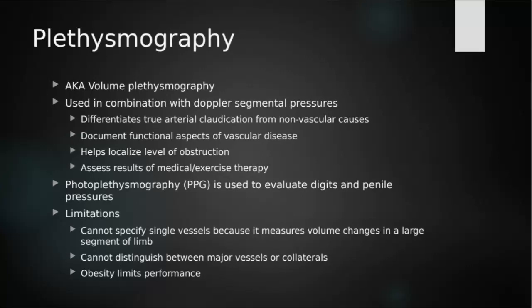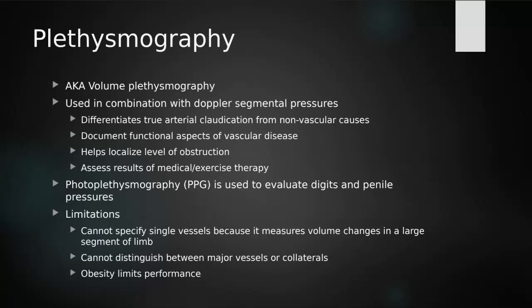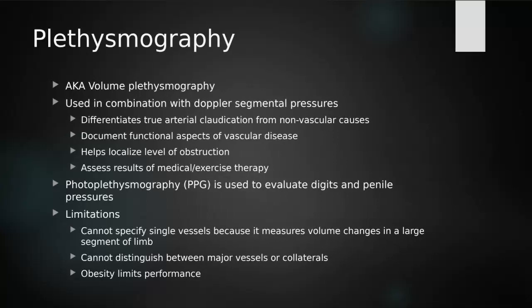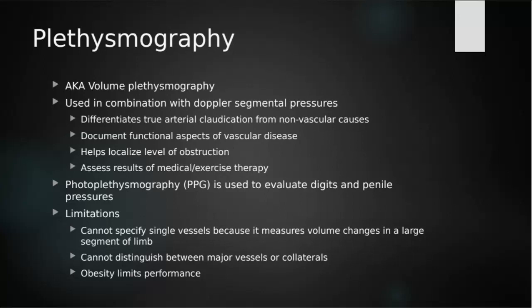So like, is it intermittent ischemia? Is it kind of constant severe rest pain? Is it an acute blockage? Do we have collaterals? Do we not? It's also going to help us to kind of localize the level of obstruction, whereas our Doppler segmental pressures can't necessarily do that precisely. And it's also going to help us to assess results of medical or exercise therapy.